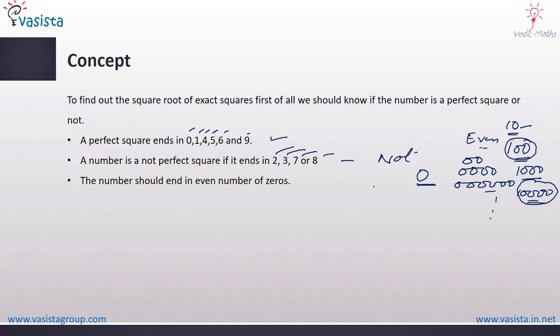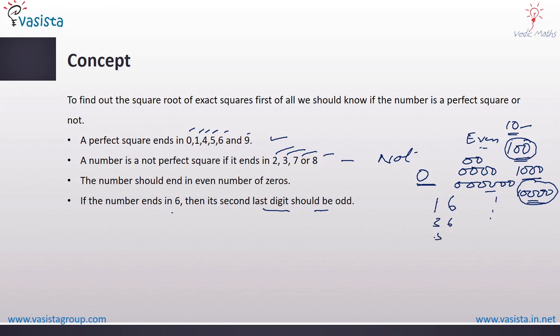The next thing is, if the number ends in 6, then its second last digit should be odd. So it should be like this: the given number is ending in 6, it should be 16 or 36, or 56, or 76, or 96. So this digit should be odd. If it is even, it is not going to be a perfect square.